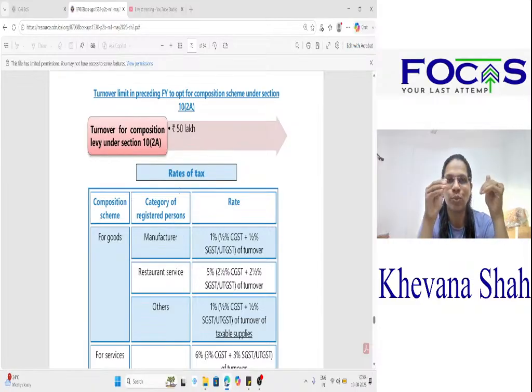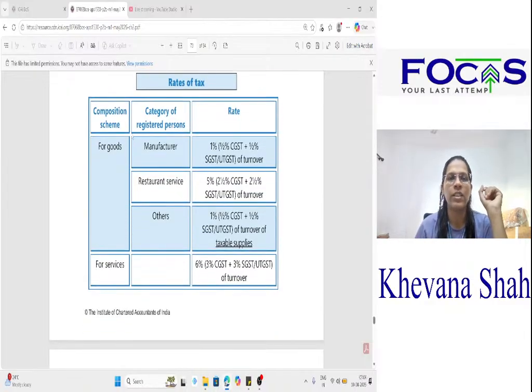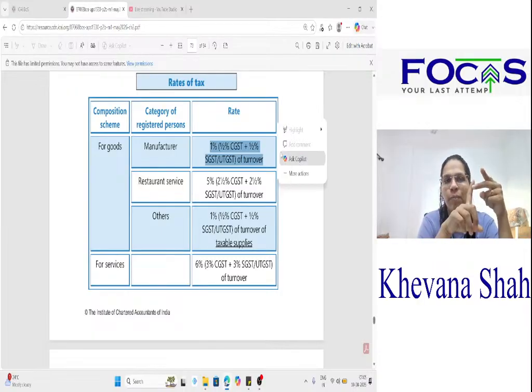So under section 2(a), the turnover limit is 50 lakh rupees and the rates of taxes are, for goods, if the person is a manufacturer of goods, then in that case the person can pay 1% of turnover. Now this 1% is your half percent CGST plus half percent SGST or half percent of your UTGST. Combined total GST that you will be paying in this case is 1%.